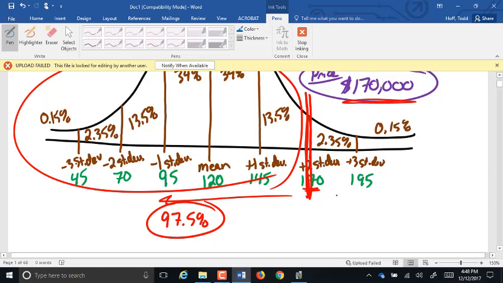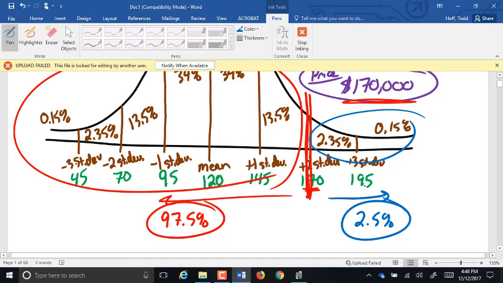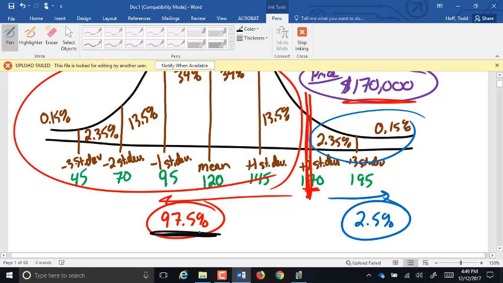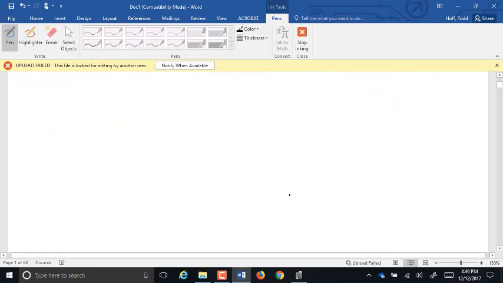In fact, if we went the other way, more than 170 is this direction. That's only 2.5%. Only 2.5% of all 3-bedroom, 2-bathroom houses in that area have sold for 170,000 or more. So what does that tell you about your chances of finding a cheaper house? Probably pretty good, right? 97% of the houses in your specification will be cheaper than that. Again, we'll explore the empirical rule a little bit more on Thursday.